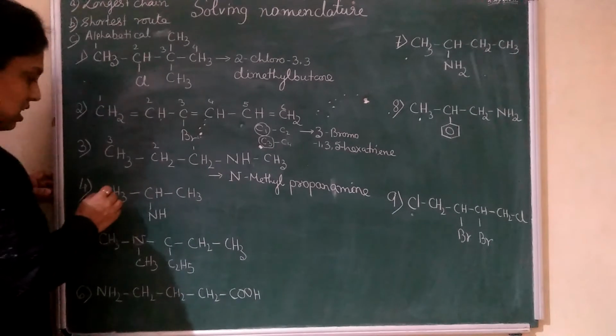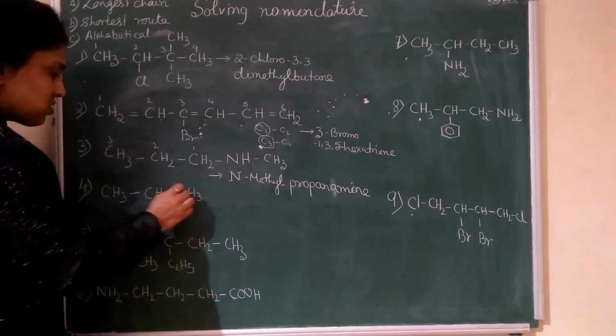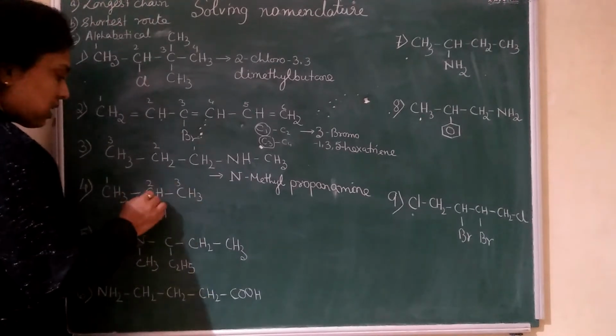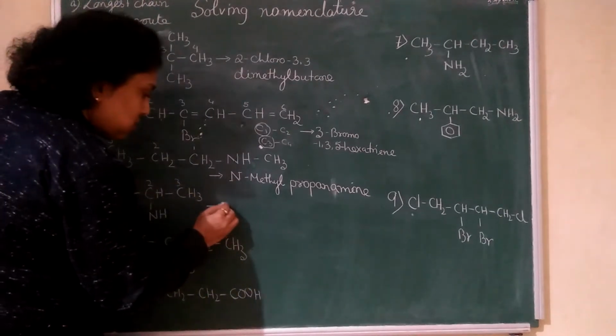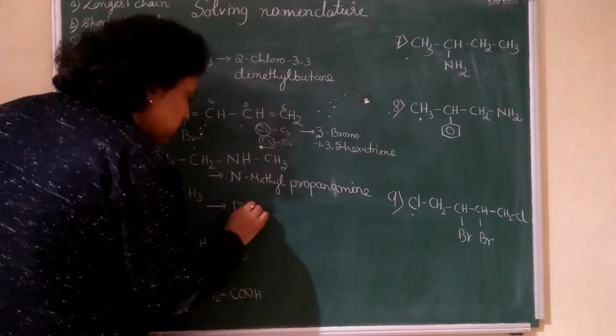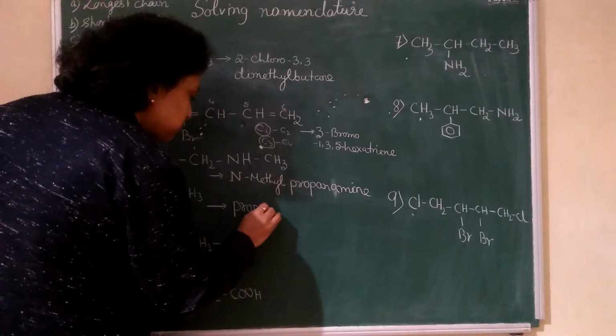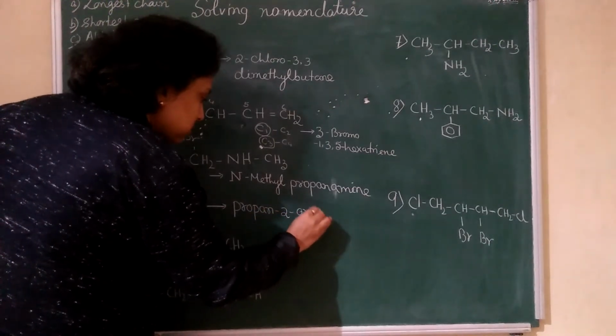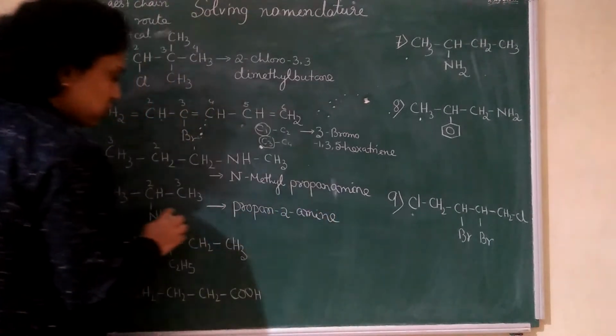Okay. Now here, 3 is the longest chain. Amine is on the second carbon. 1, 2, 3, second carbon amine. So what will it be? It will be propan-2-amine. Propan-2-amine. I have to give the position.